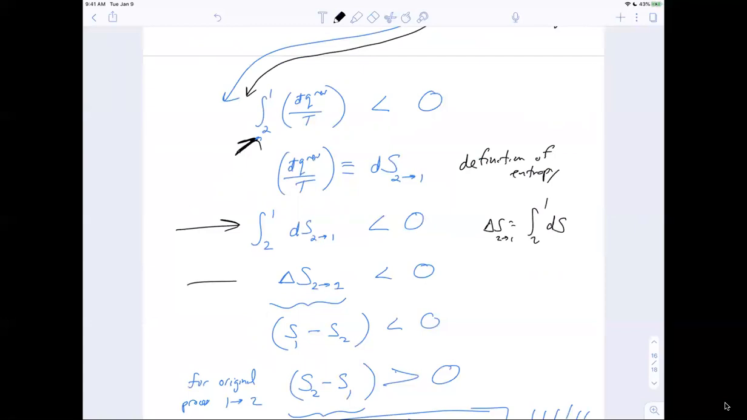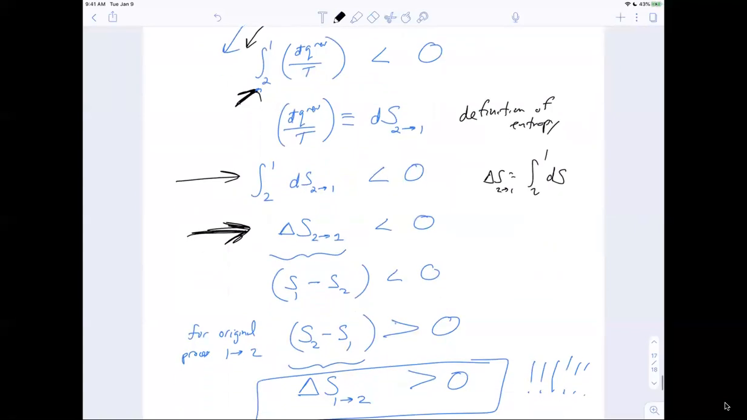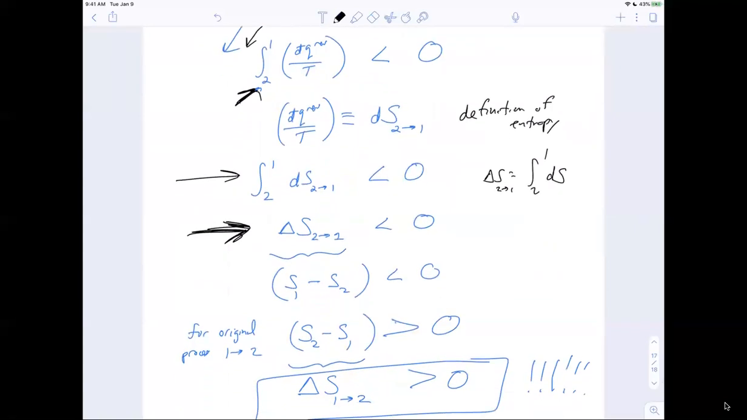So that allows us to write then that delta s to go from 2 to 1 is less than 0. And delta s is just final minus initial. So in this case, this is equal to s1 minus s2, final minus initial. That's what delta s is. And that's less than 0, it's negative.